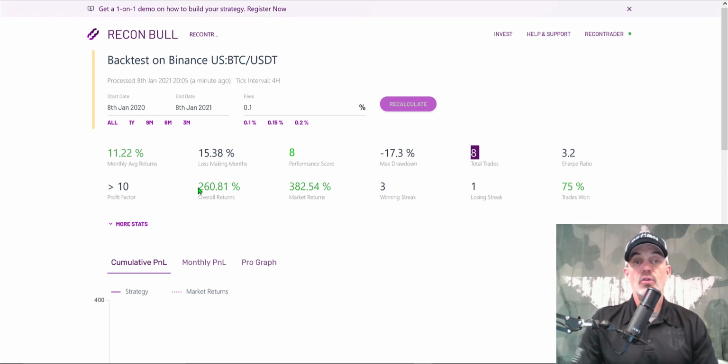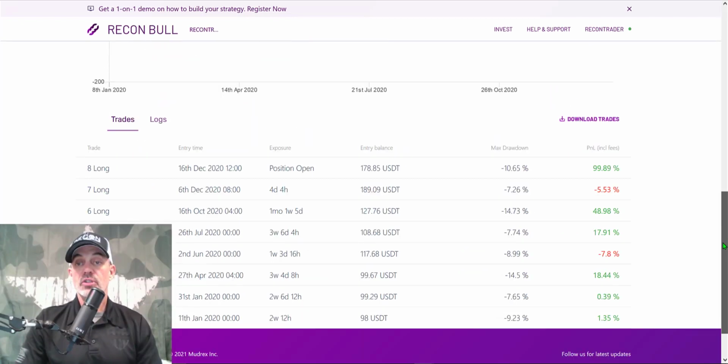But we're still at 260% returns over 1 year. Again, if I came to you in January of last year and said, I can get you 260% return trading cryptocurrencies, I'm pretty sure you would have given me your money. Sharpe ratio, excellent. Profit factor, outstanding. Let's look at the actual trades.